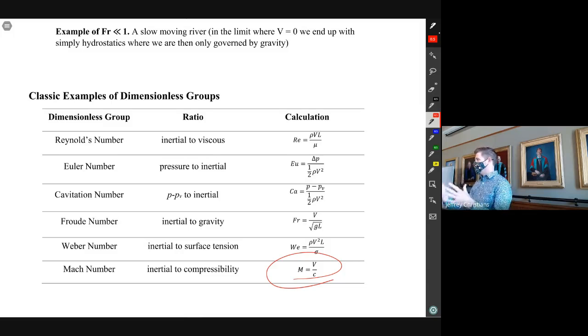And the speed that sound travels through a fluid is related to compressibility and density changes. How fast do density variations move in a fluid? So inertial to compressibility. If you want to know, are compressibility effects going to be important? You can look at the Mach number. And if you're above like Mach 0.3, compressibility starts to matter, and density changes because of the velocity are going to start to matter.